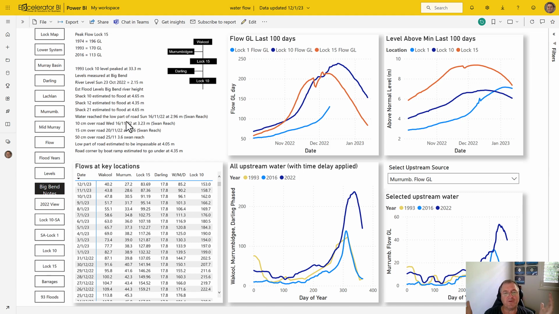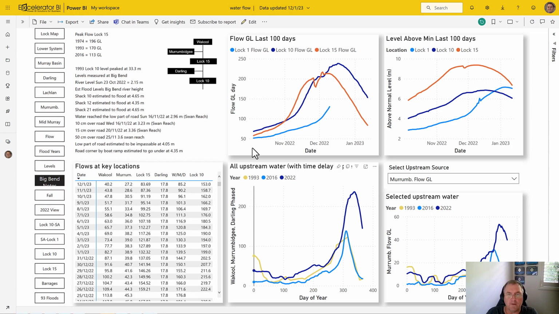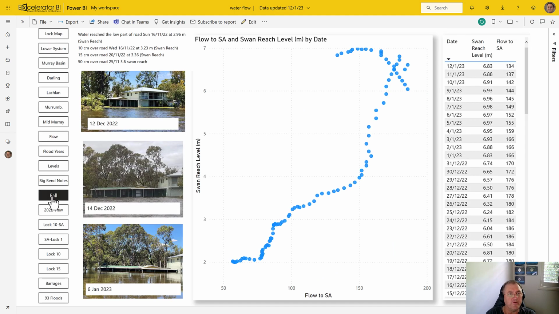And so, of course, the big question now is when will the waters drop so that the shacks are no longer flooded? And then, secondly, at what point will we be able to get access back into the area via vehicle to see what's going on? Now, I just had to refresh the report, but I do have a new report here which I'm calling Fall, where I'm trying to get an understanding of how quickly the water levels are going to fall. So, let me show you what's on this new report.